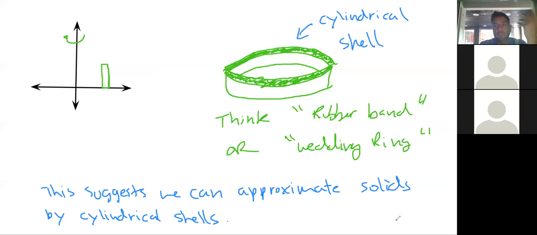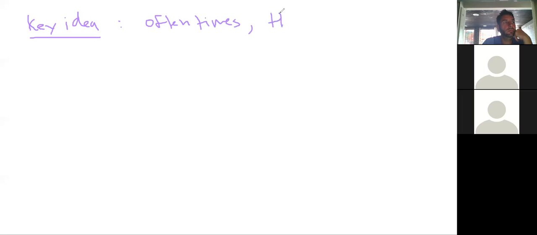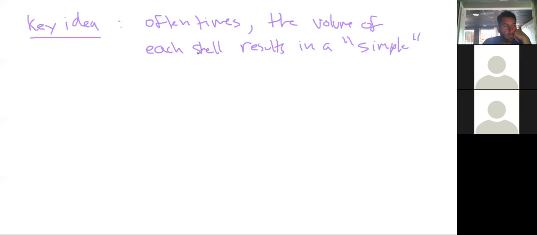why would we think this is interesting then, that we can approximate a solid by a bunch of cylindrical shells? Well, because it turns out the geometry of these things is often very simple. So here's the key idea. Oftentimes, the volume of each shell results in a quote unquote simple formula.